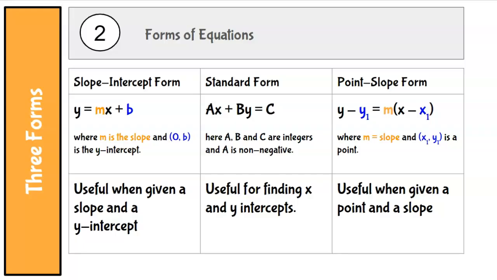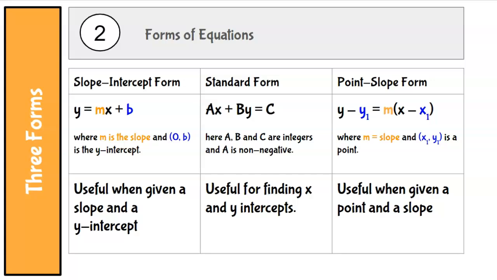On the standard form, we don't actually fill in things for the capital A, capital B, and capital C, but they will be integers, and A is non-negative. So the A, B, and C will be actual numbers, and then the X and the Y and the equal sign will all just stay X and Y and equal sign.